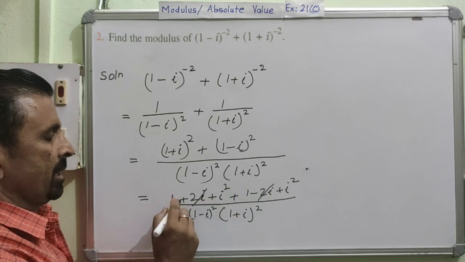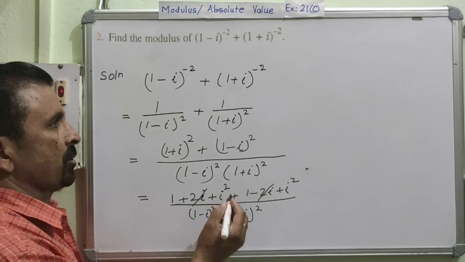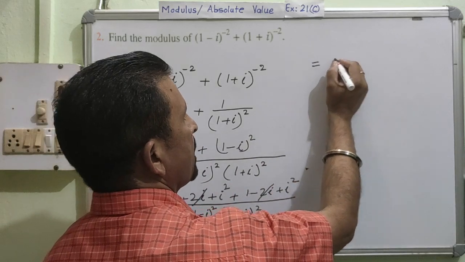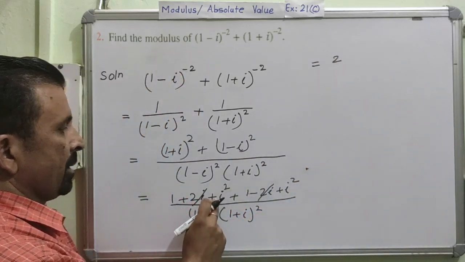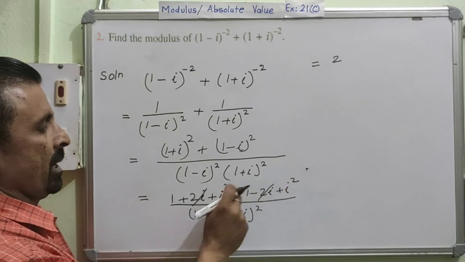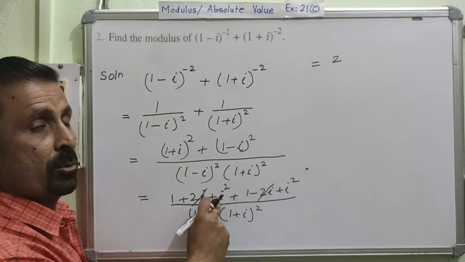Now the remaining is 1 plus 1, that is equal to 2. Now this is i square and this also is i square. That means this i square value will be equal to minus 1.